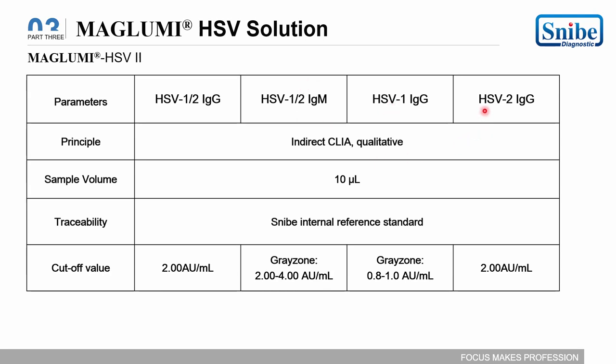If we talk about the HSV2 IgG, the cutoff value is less than 2 AU per ml. For the IgG, HSV 1 and 2 and HSV 2 have less than 2 AU per ml cutoff, while for the HSV1 and 2 IgM and HSV1 IgG, they have a gray zone value between 2 to 4 or 0.8 to 1.